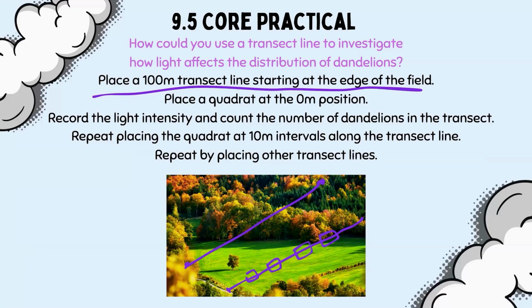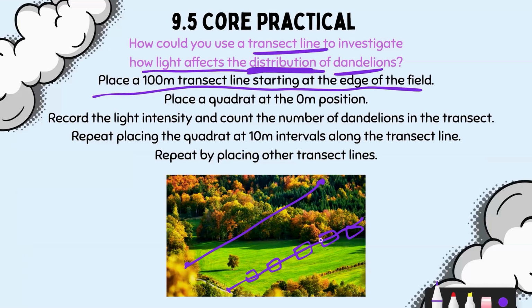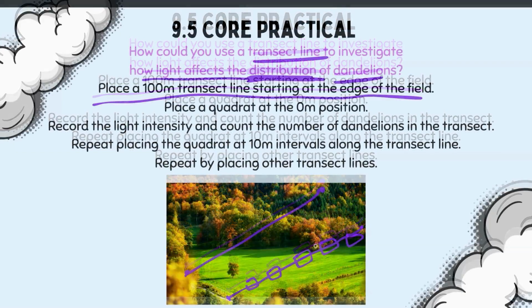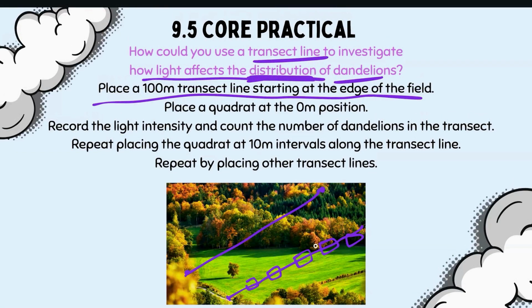If we're using the dandelion example, you would, again, look at the dandelions. And using the transect line helps investigate how light affects the distribution. Because as you're going through this line, you count the number of dandelions. It's going from bright, sunny areas to shady areas. So those shady areas won't have as many dandelions, so you can do a comparison.